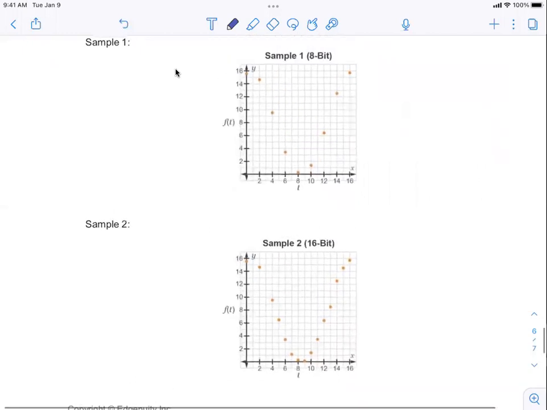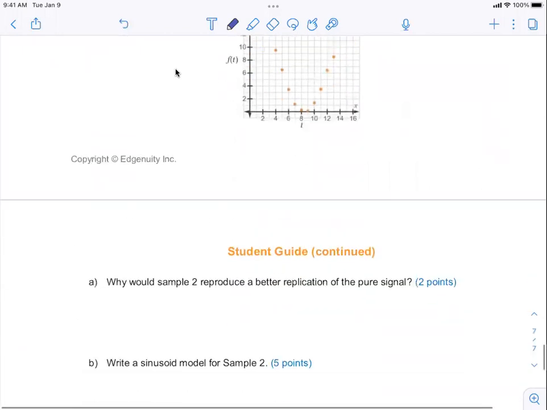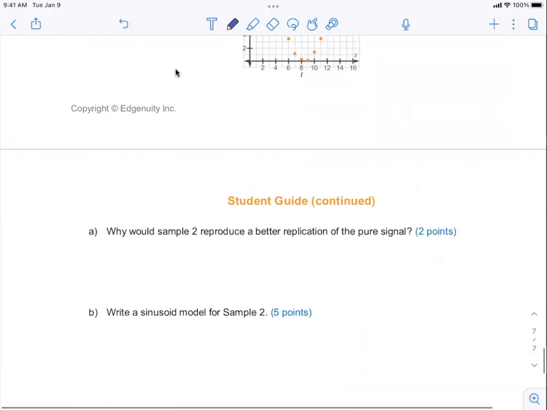So we don't have to create anything here, but we're just going to talk about these. Why would sample 2 produce a better replication of the pure signal? There's no exact right or wrong answer here, but you want to justify why it would be better. And the answer I have is sample 2 will produce a better model because it has more data points that can recreate the curve accurately.